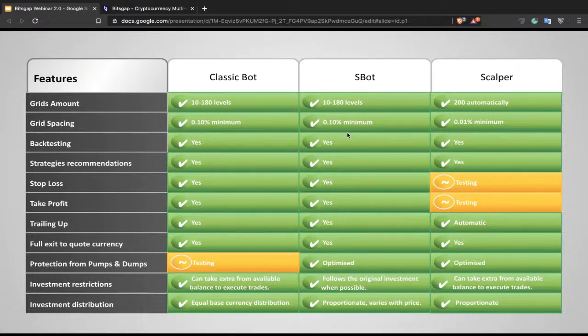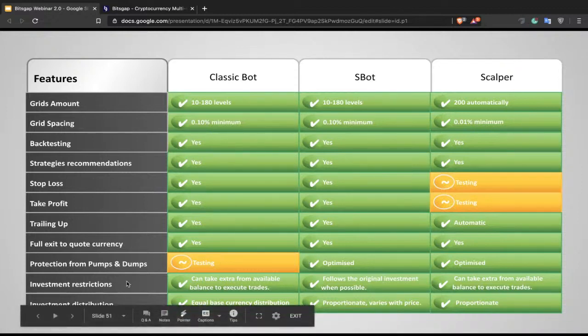So here's the composition. What are our bots composed of? You see that grid amount varies from 10 to 108 levels, but in case of Scalper it's 200 automatically. Grid spacing here in Scalper, it's minimum, yeah, it's actually 0.1%. So soon the S-bot will be united with the Scalper, so that means that we will have 0.01% and we will be able to adjust our trading range in any way we want.